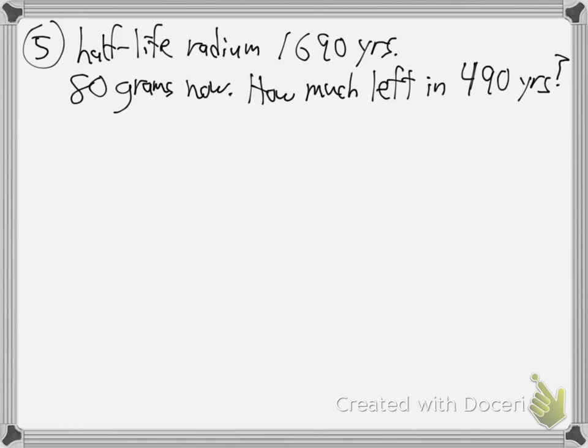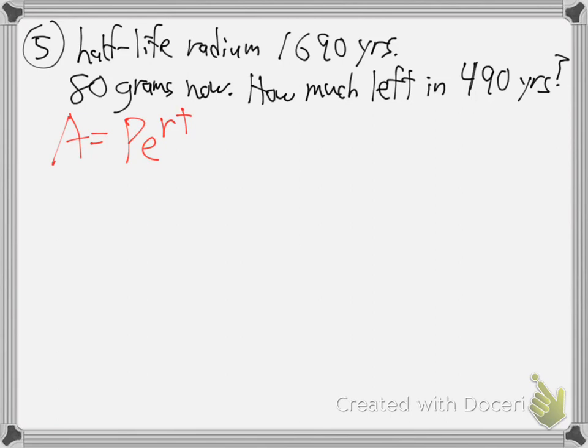So the half-life of radium is 1690 years, 80 grams now. How much is left in 490 years? Wouldn't you want to find out how much 490 is of 1690? Well, there's probably a method you could do that way. So you know the formula we're going to use? A whole section, PERT, right? Living things grow and decay, chemicals, continuously. So we always use PERT.